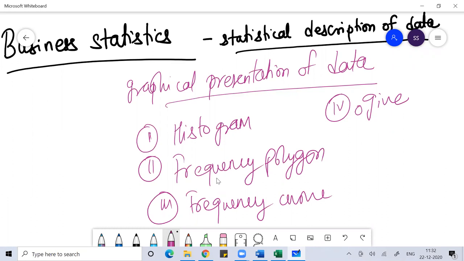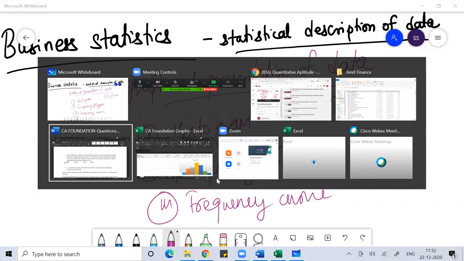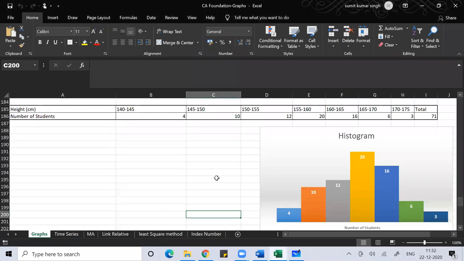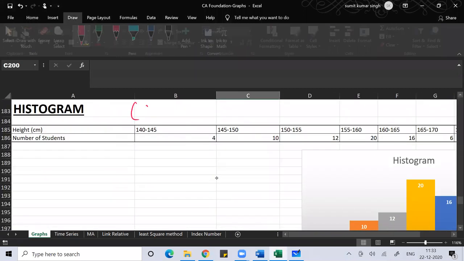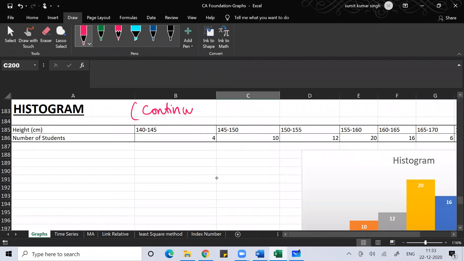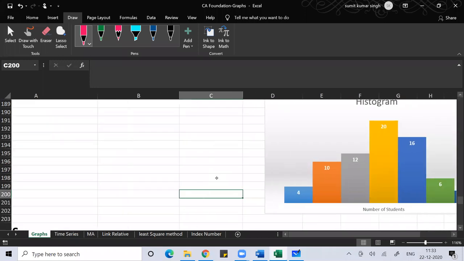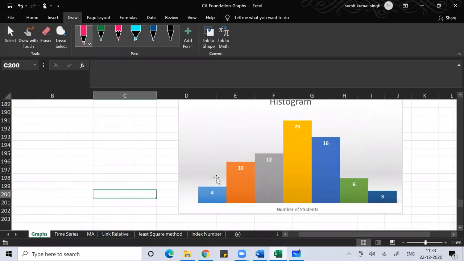When we talk about histogram, this is what you call a histogram. If you have a histogram, then your data should be in the form of continuous class intervals. If your data is in the form of continuous class intervals, and you plot them graphically in the form of rectangles like this, then we call this a histogram. I hope you can understand. This is called a histogram.